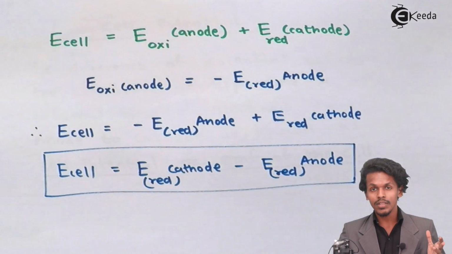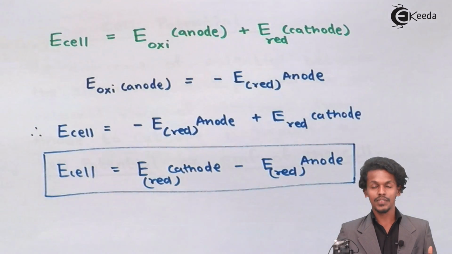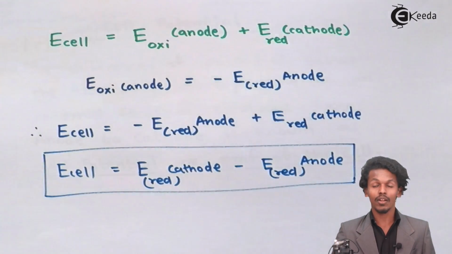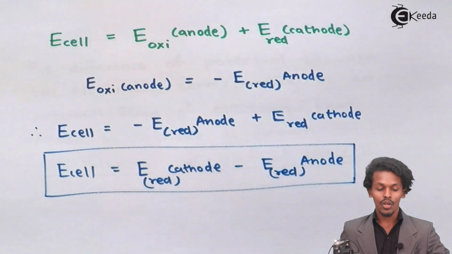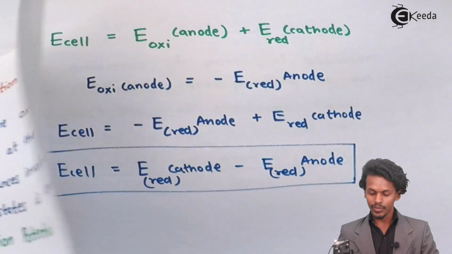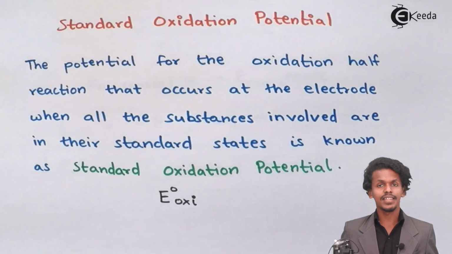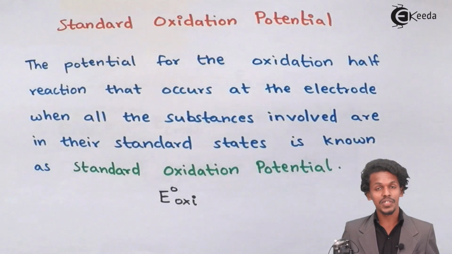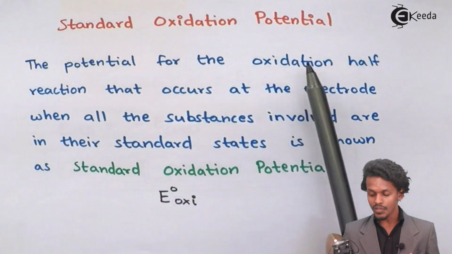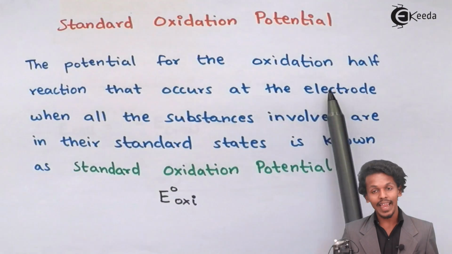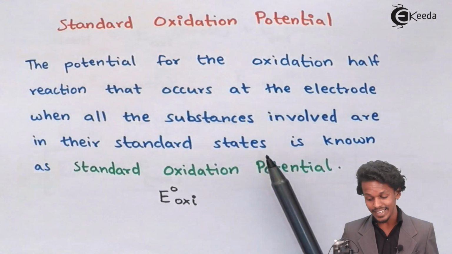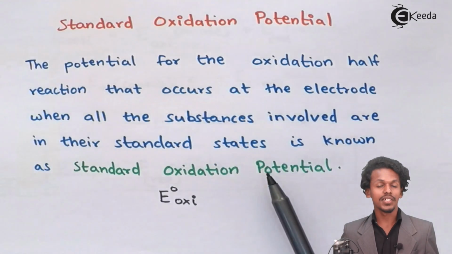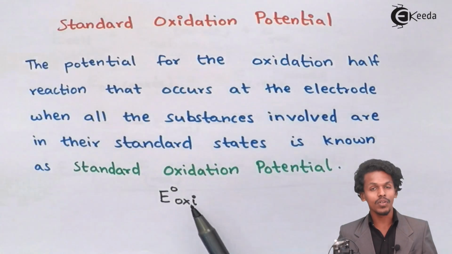So let us talk about those standard potentials which are not dependent on this kind of criteria, and whose value remains constant throughout the cell reaction. We are now going to talk about the standard oxidation potential. It is similar to the oxidation potential, but what is standard oxidation potential actually? The potential for the oxidation half reaction that occurs at an electrode when all the substances involved are in their standard states is known as standard oxidation potential, and I denote it by E naught of oxidation.